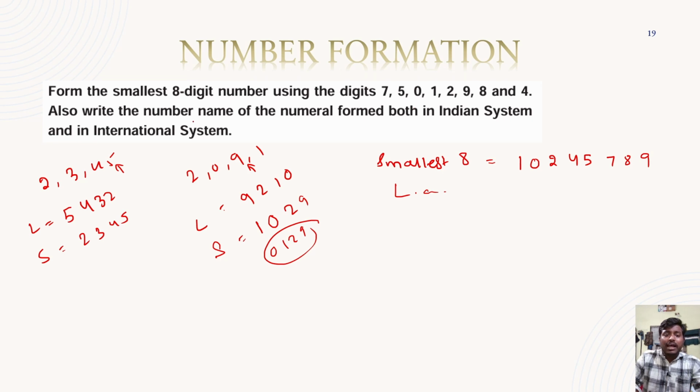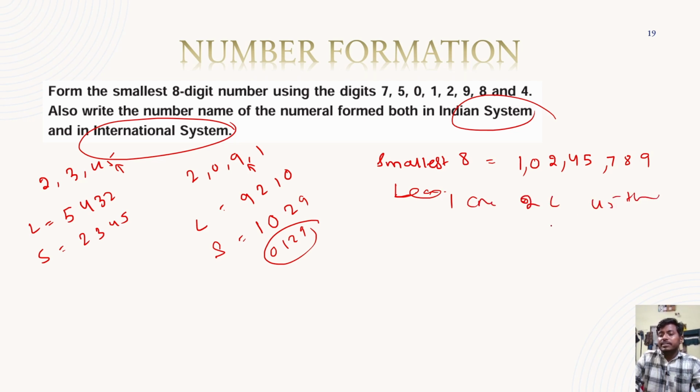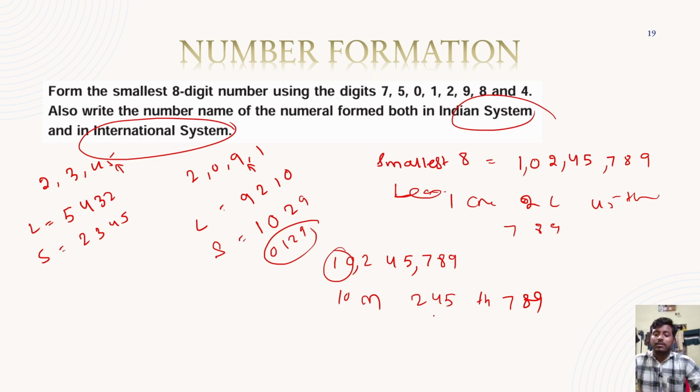Okay. And also write the number names. Number names means by using the Indian and the international system. So Indian means first we put the comma after 3, then 2 and 2, that means 1 crore 2 lakh 45,789. But in the international system, this is 102,45789. First we put the comma after 3, and 10 million 245,789. Clear?